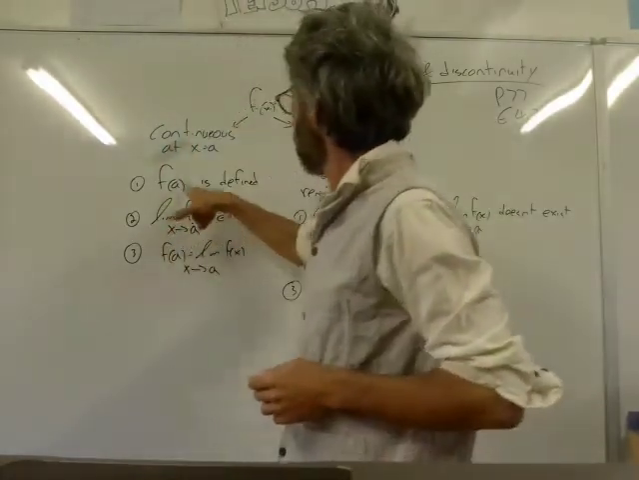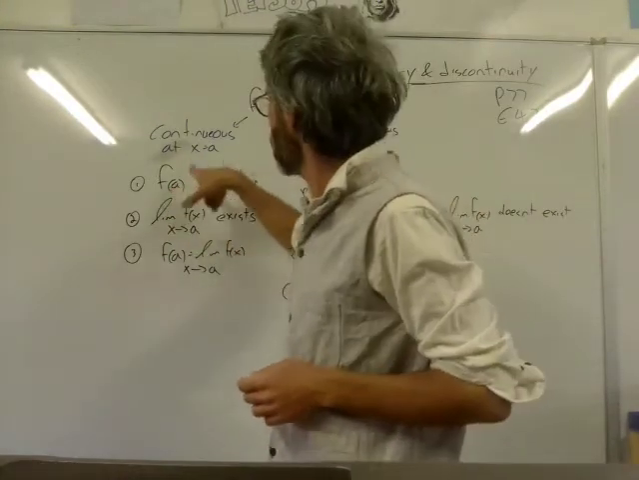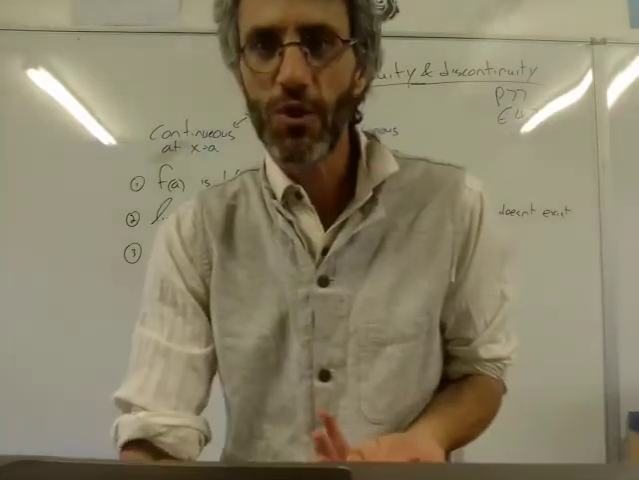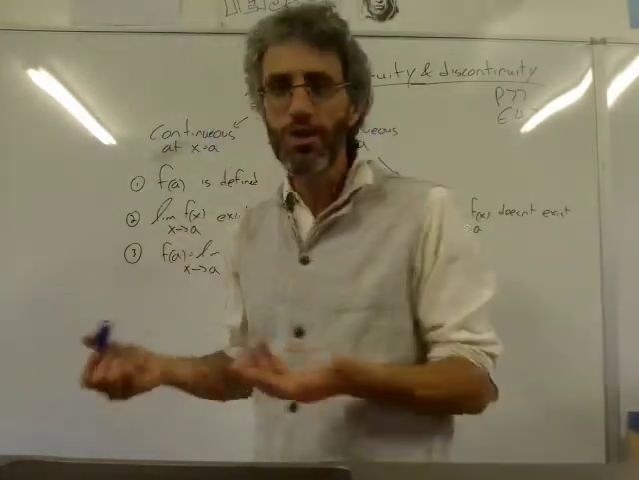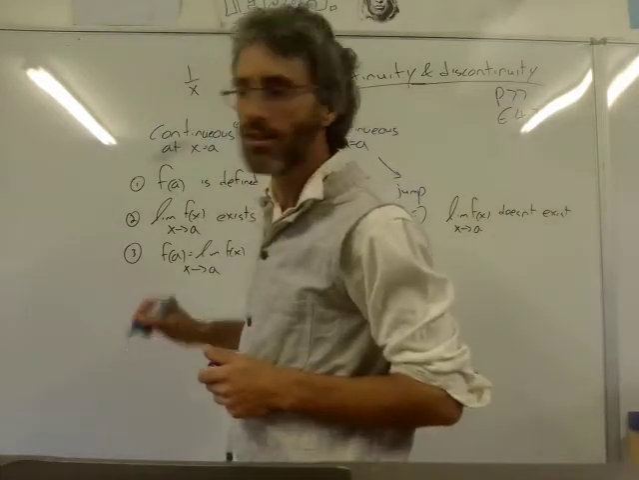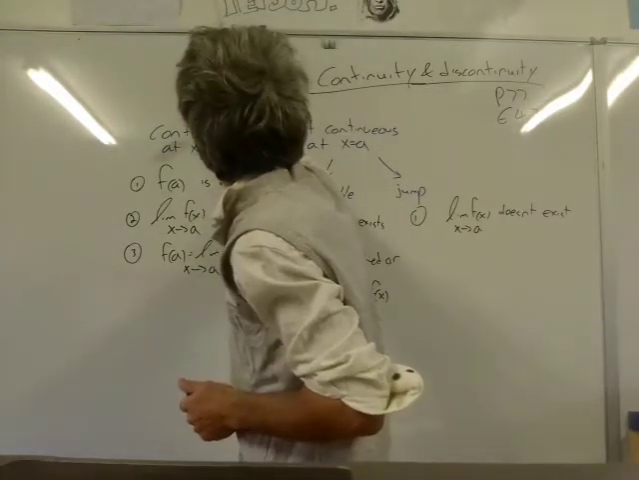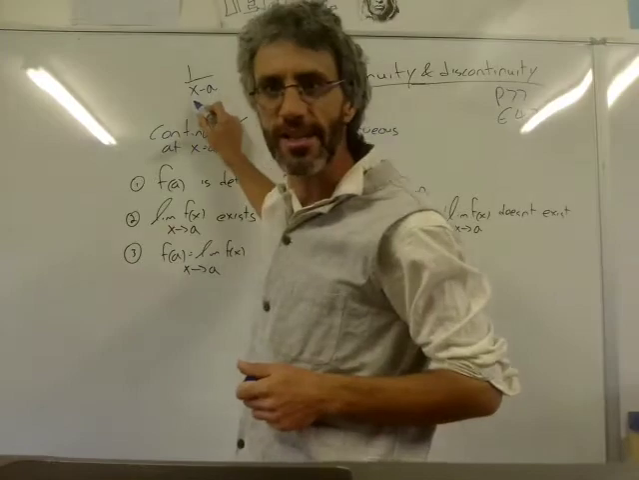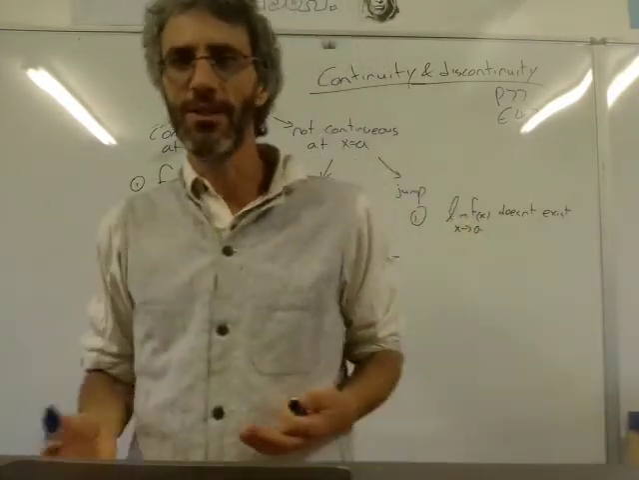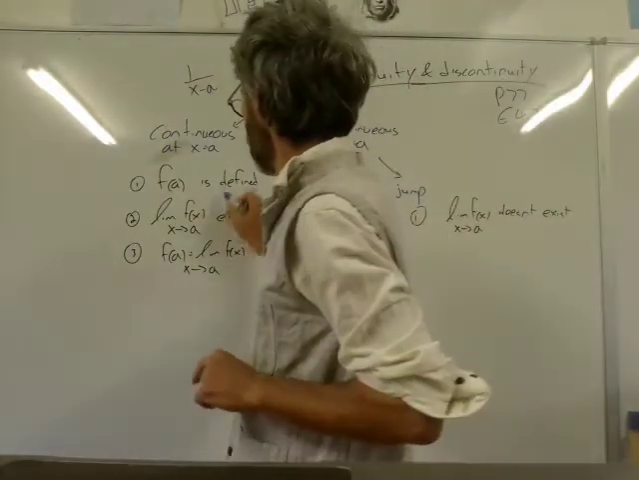First of all, the value of the function at x equal a needs to be defined. Okay? It has to give you a certain value, which is not infinity. What is not defined? For example, if f of x is 1 over x minus a, then obviously at x equal a, x minus a is 0, 1 divided by 0 is undefined. So it needs to be defined.